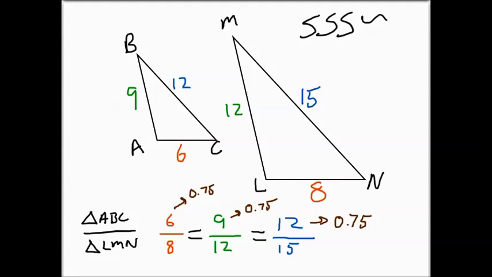I just realized I made a mistake. This side length shouldn't be 15. It should be 16. And that means that this fraction should be 12 divided by 16, because then that does indeed equal 0.75. Oops, sorry about that.